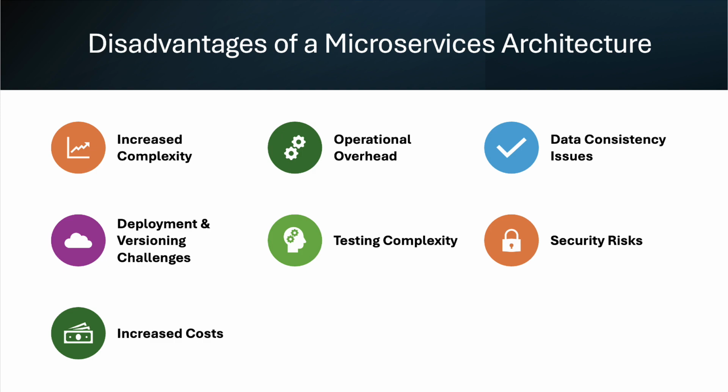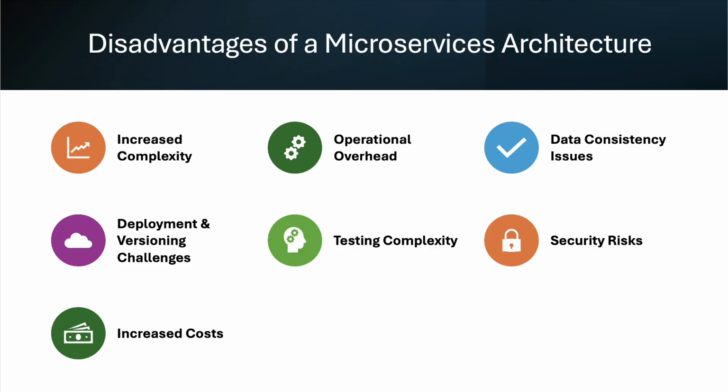First, you have to deal with network communication. Services that used to call functions directly now talk over HTTP or messaging systems, which means latency, failures, and retries become real issues. Second, microservices demand solid DevOps practices. You'll need reliable CI/CD pipelines, centralized logging, distributed tracing, health checks, and load balancing to keep everything running smoothly.